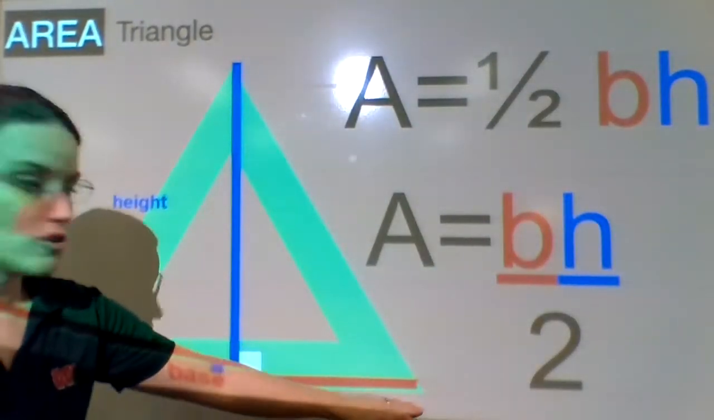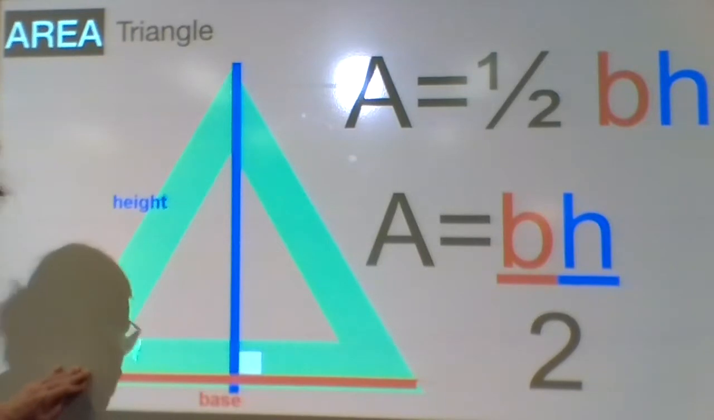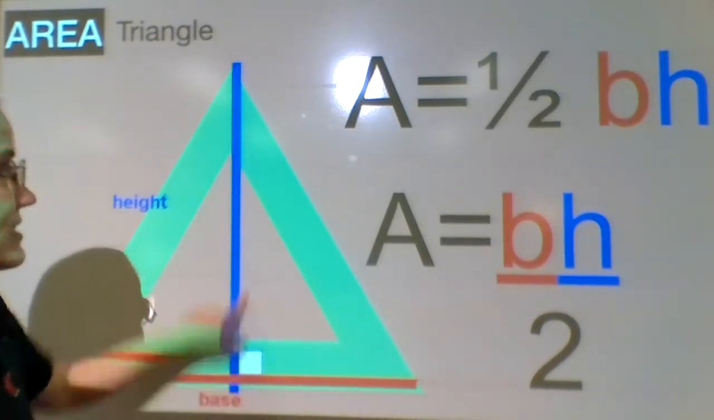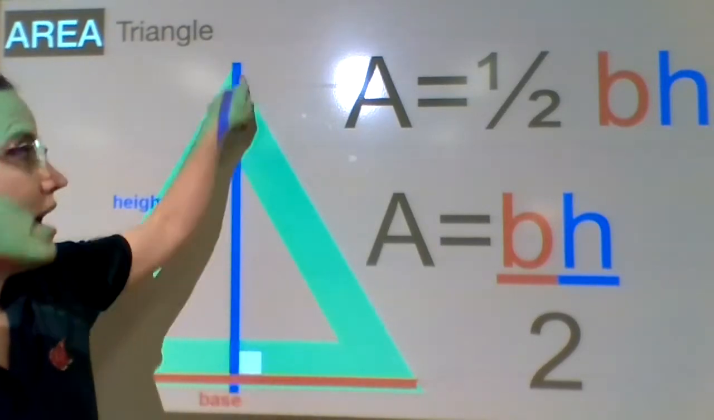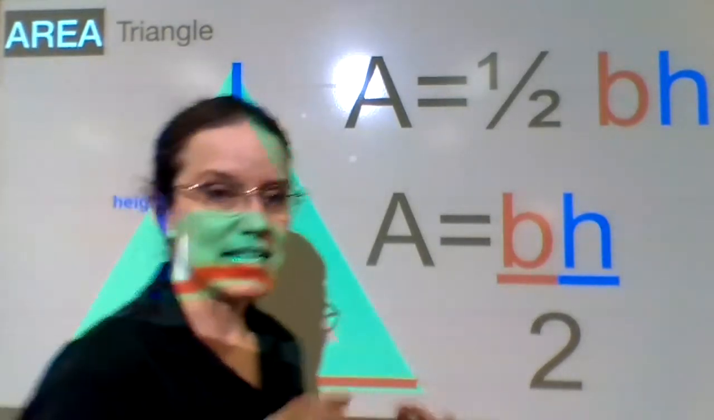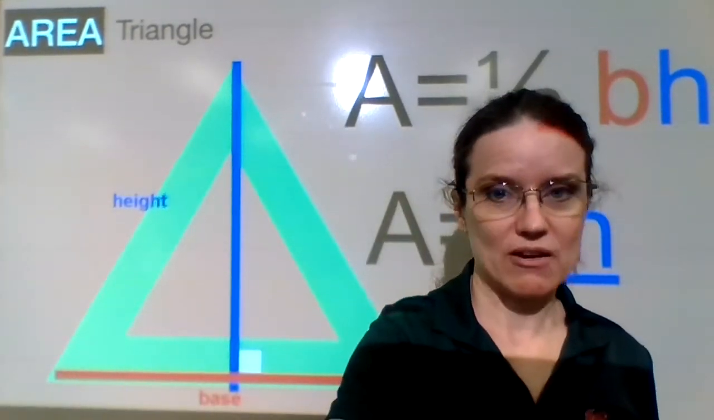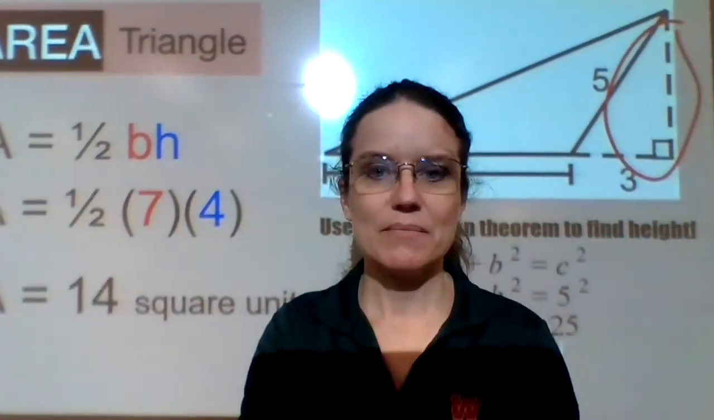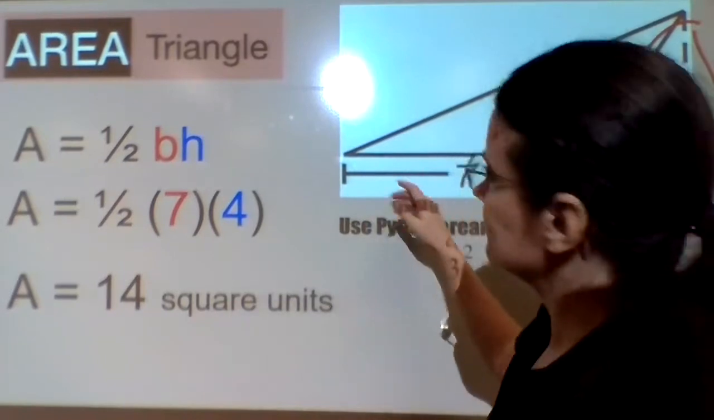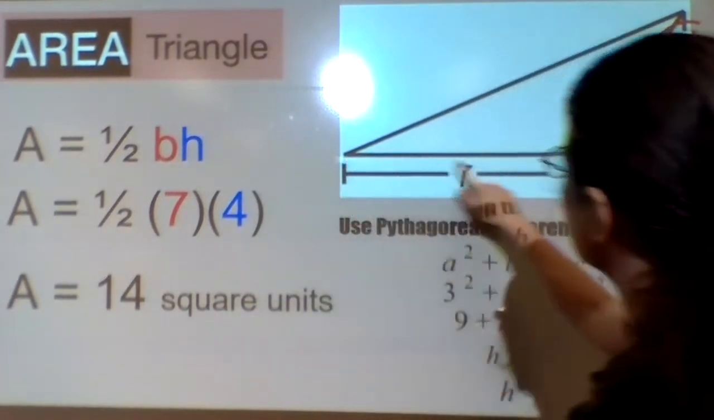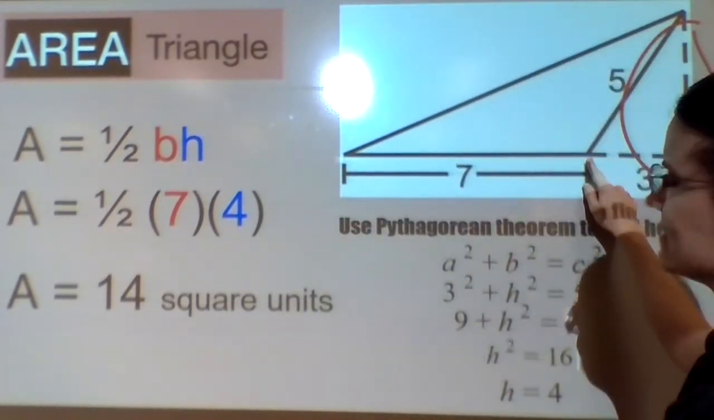And again, remember, your base is going to be one of the sides. Your height needs to be a length perpendicular from that side up to a vertex. So it needs to be a perpendicular height to find the area of a triangle. So you get to something like this guy, and you want to find the area. You go, okay, I need the base and the height. Well, here's my base is 7, but I don't have a height here.